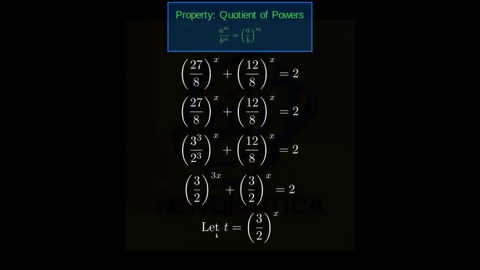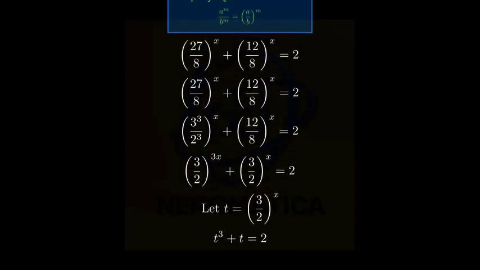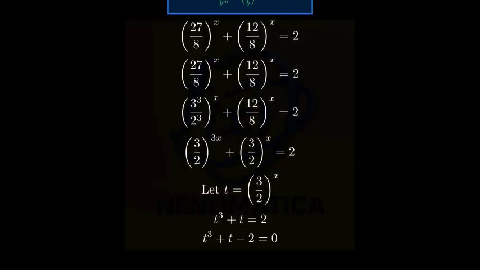To simplify our work further, let's introduce a substitution. Let's define t equals the quantity 3 halves to the power of x. With this substitution, the first term becomes t cubed, and the second term is just t. So our equation becomes t cubed plus t equals 2. Now we can rearrange this to standard form by subtracting 2 from both sides. This gives us t cubed plus t minus 2 equals 0.